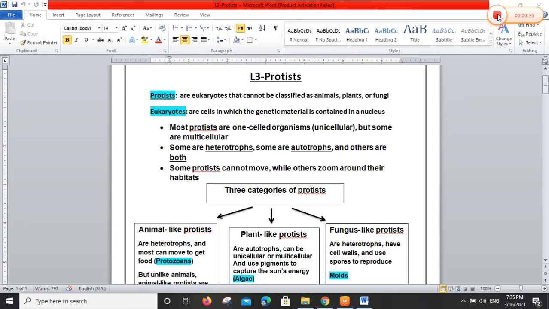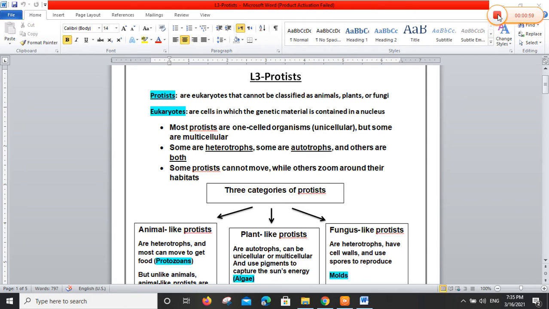Protists are eukaryotes that cannot be classified as animals or plants or fungi. So protists have their own kingdom. Eukaryotes means cells in which genetic material is contained in a nucleus. Okay, miss. Number 1, from the properties of protists.